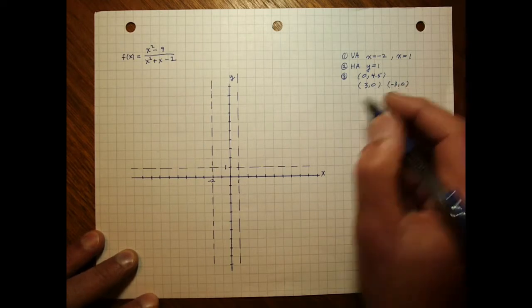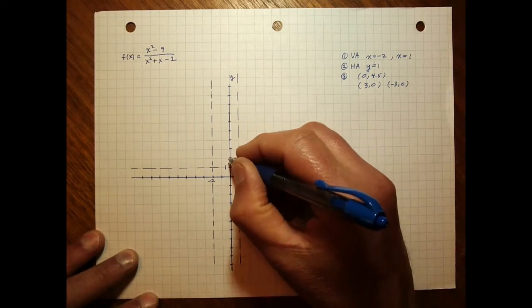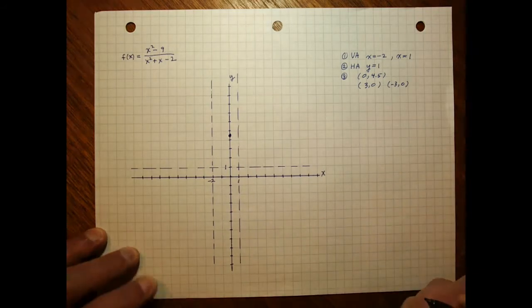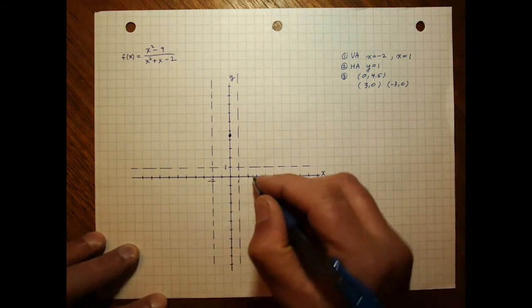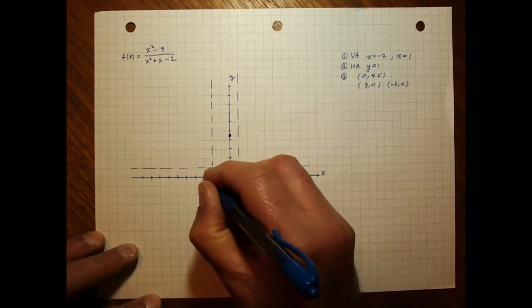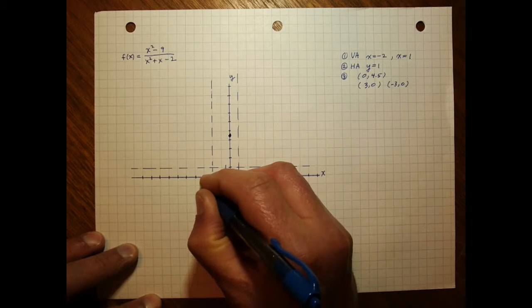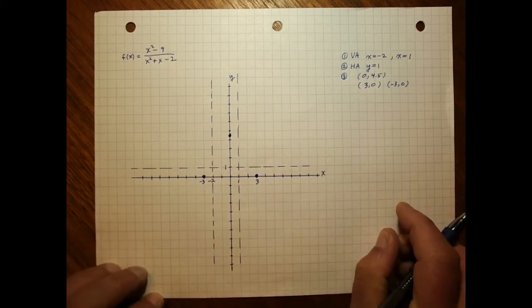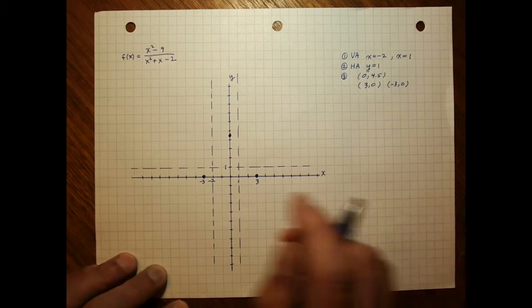So let's plot those points. (0, 4.5): 0, 1, 2, 3, 4.5. It's about there. (3, 0). So here's 3. And (-3, 0). Negative 3. So I just have those 3 points plotted so far.